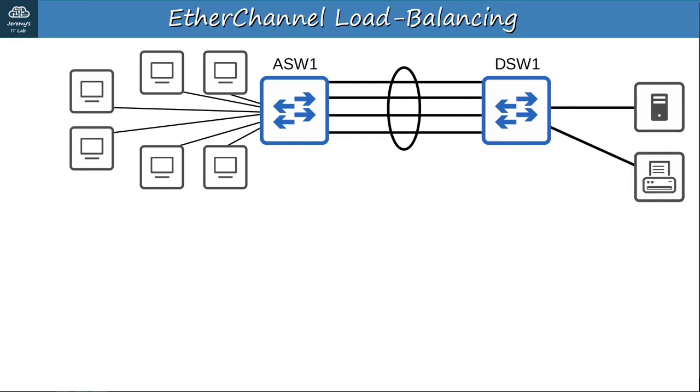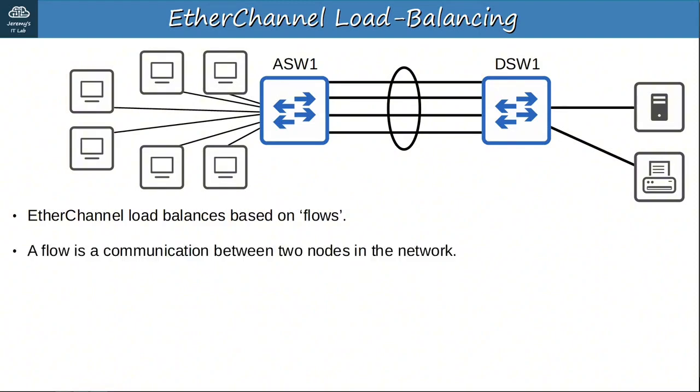Now let's take a look at how EtherChannel load balances. It load balances based on flows. What is a flow? A flow is a communication between 2 nodes in the network. So, for example, between PC1 and server 1.